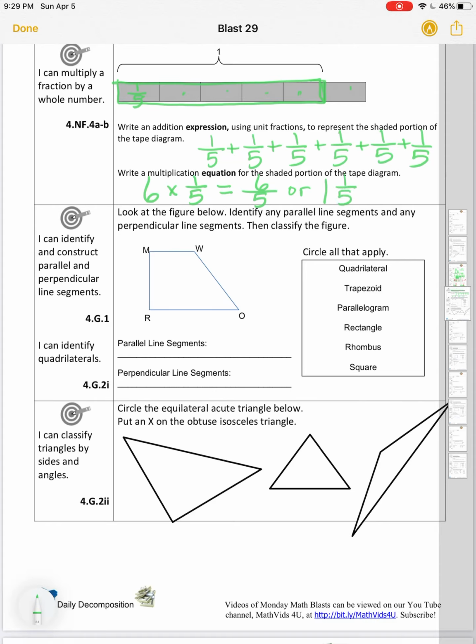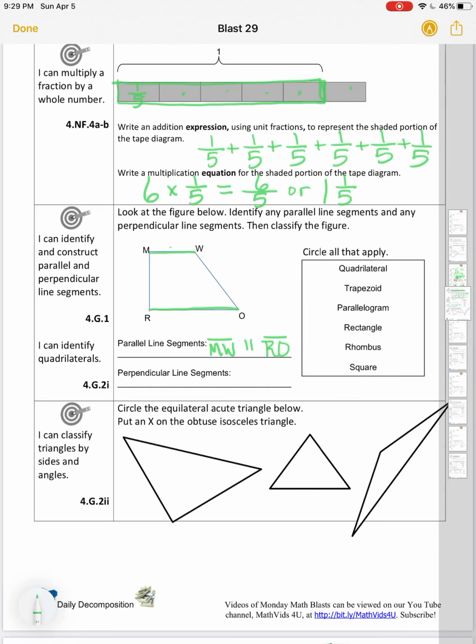I can identify and construct parallel and perpendicular line segments. Look at the figure below, identify parallel line segments and any perpendicular line segments, then classify the figure. So my parallel line segments, parallel means the line segments will never ever touch. And so I can see that NW here would never touch RO. So I'm going to say line segment NW is parallel, that's the symbol for parallel, to RO.